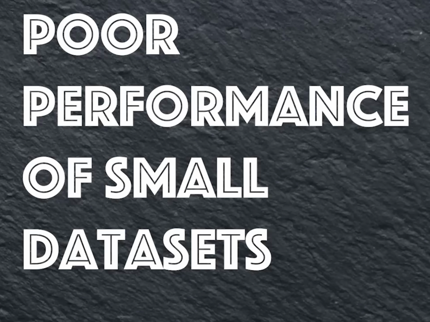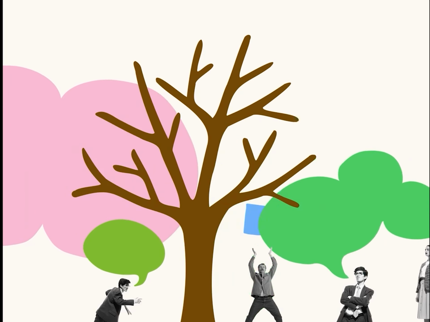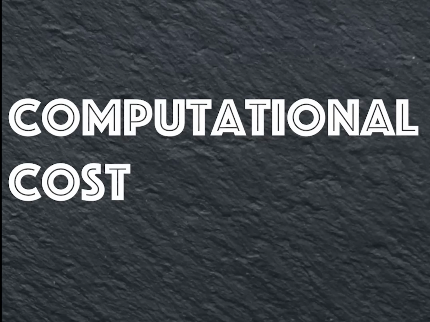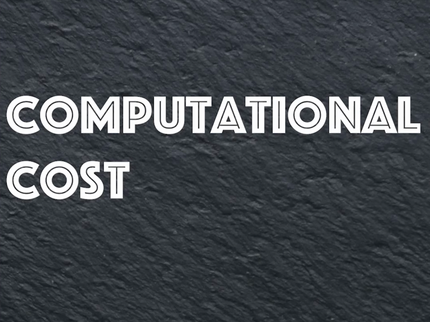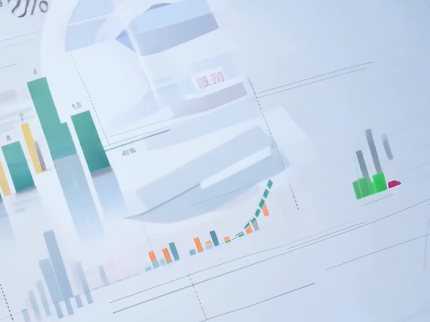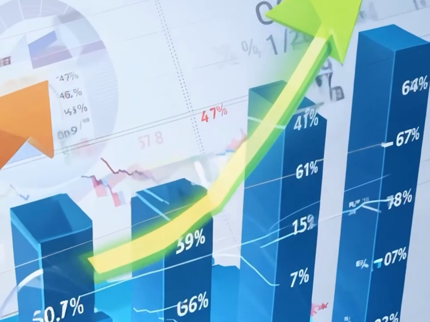Fifth one is poor performance on small data sets. With limited data, trees may fail to identify the meaningful patterns. So basically, decision tree will always help in those data sets which are very large. And the last one is computational cost. Building deep trees with many features can be resource intensive. So the cost is more for building the decision trees.